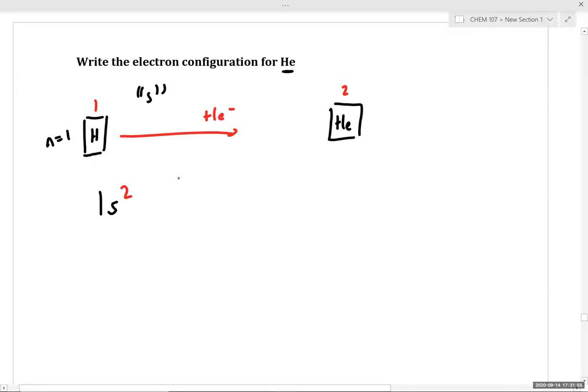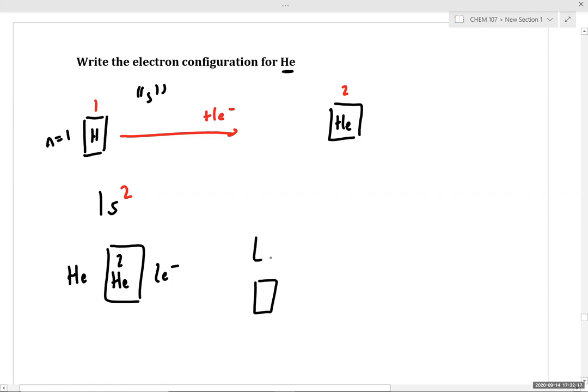To do this the more traditional way, as students may prefer that, if we look up helium in the periodic table, how many electrons does helium have? 2, exactly. So we have 2 electrons to work with.